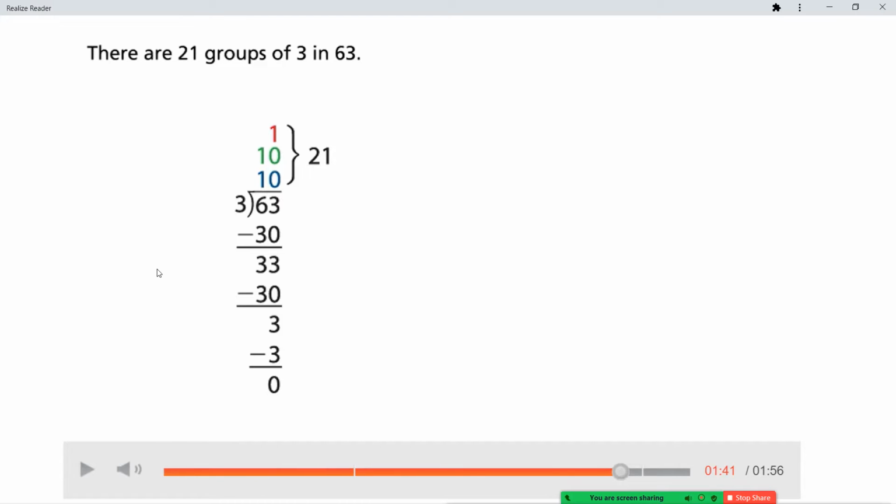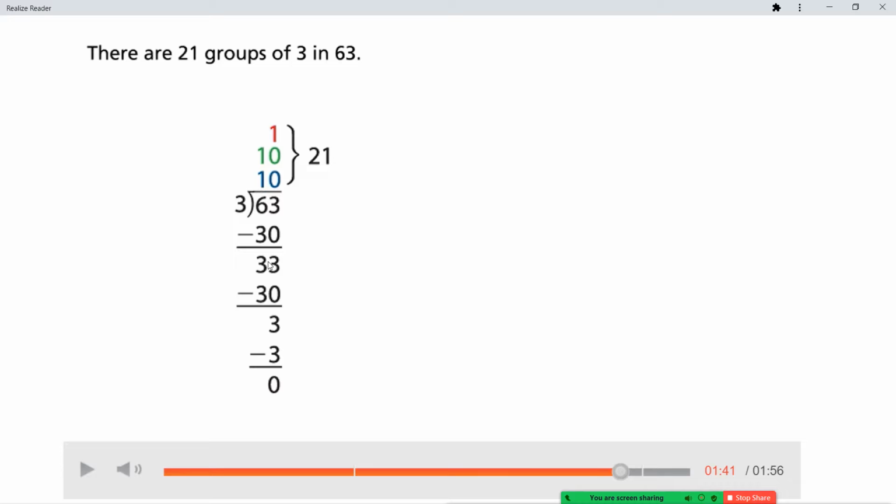So let's stop and take a look at what they did here. First they looked at the number 63 and said, I know for sure there are 10 groups of 3 in 63. So 10 times 3 is 30. So we took away 30 from our 63, and then we had 33 left over.